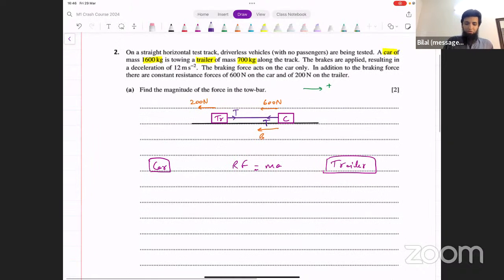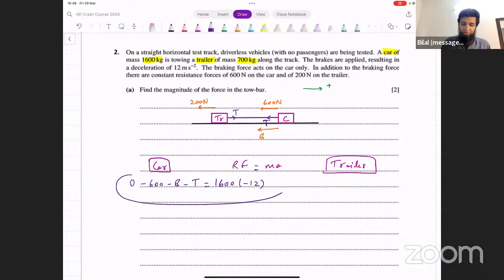So what's the forward force? There's no forward force. What's the backward force? There are three backward forces. We have resistance, that's 600. We have the braking force, B, and we have the tension, T. That equals mass of the car, which is 1600, sorry, into acceleration. And the value of acceleration is negative 12. There's a deceleration of 12, right? That means acceleration is negative 12. So we have this equation for the car. Okay, what do we get from this? Minus 1600. In fact, we have two unknowns here for now.